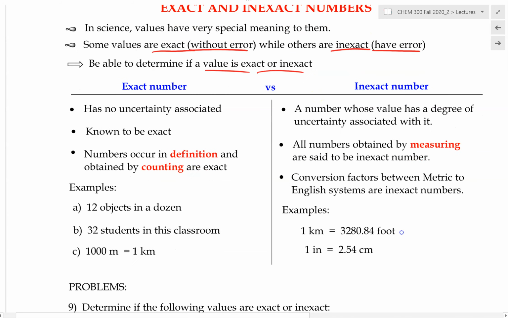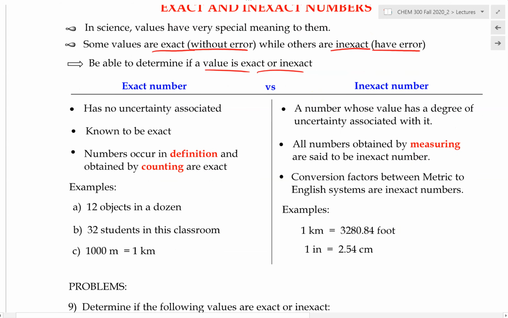So now let's go over the definition of exact and inexact values. As we have seen already, exact values are those that have no uncertainty associated. And of course, they are known to be exact. So what kind of values would be classified as exact values?